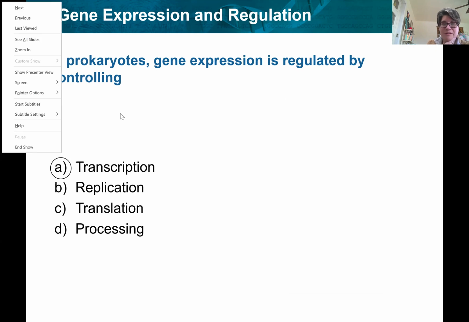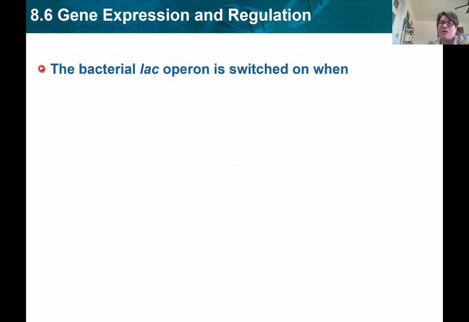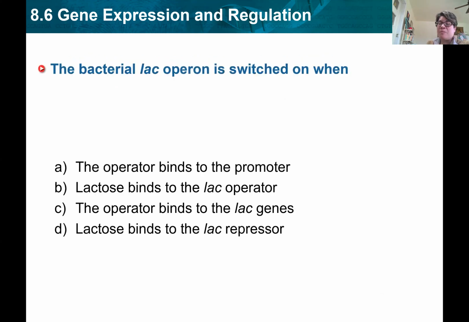Okay, oops, whoa, sorry. In prokaryotes, gene expression is regulated by controlling what? So you saw the answer. We're controlling transcription, and we have that on and off switch on the DNA in front of the gene that can either turn on transcription or turn it off. The bacterial lac operon is switched on when what happens? When do we turn that lac gene on to make lactase? We turn it on when there's lactose present and it binds to that repressor molecule.